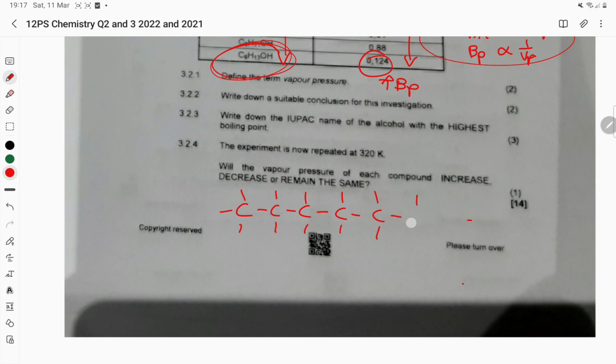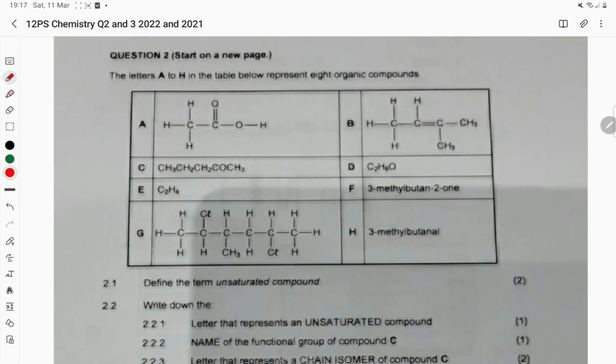Alright, now 3.2.4 asks if the experiments are repeated at 320 Kelvin, will the vapor pressure of each compound increase, decrease, or remain the same? So an increase in temperature will result in an increase in the vapor pressure. So the vapor pressure will increase. It's directly proportional there. Okay.